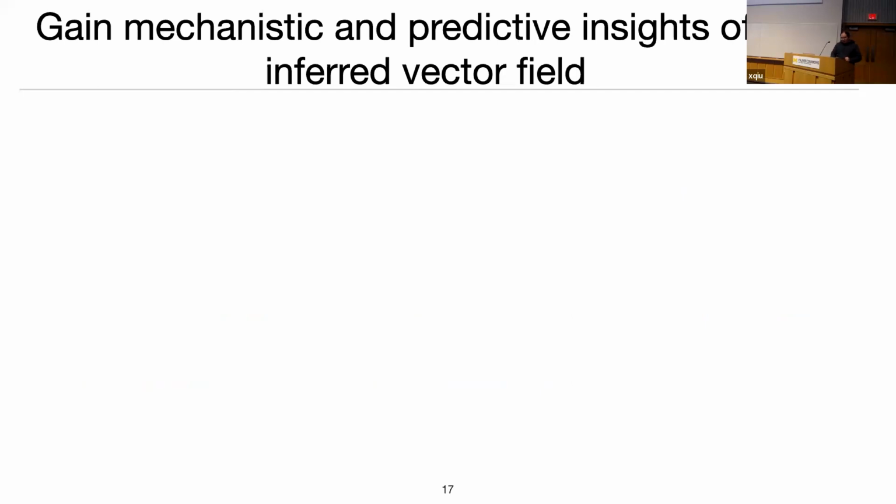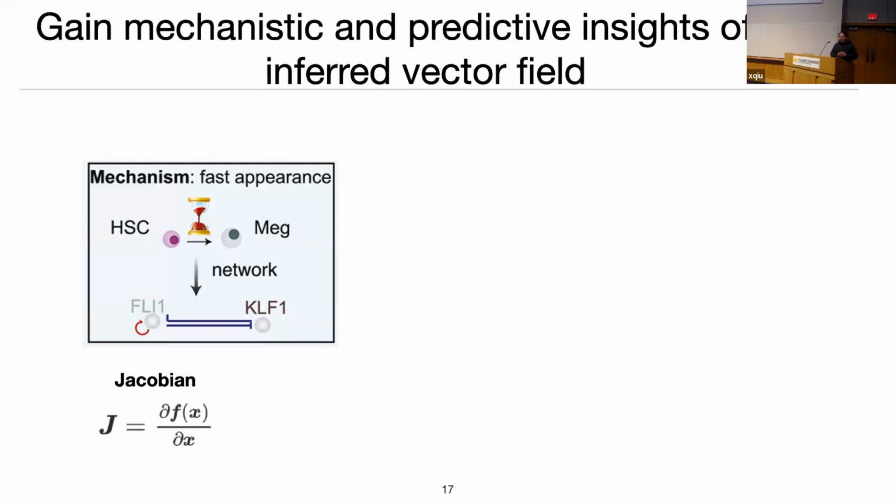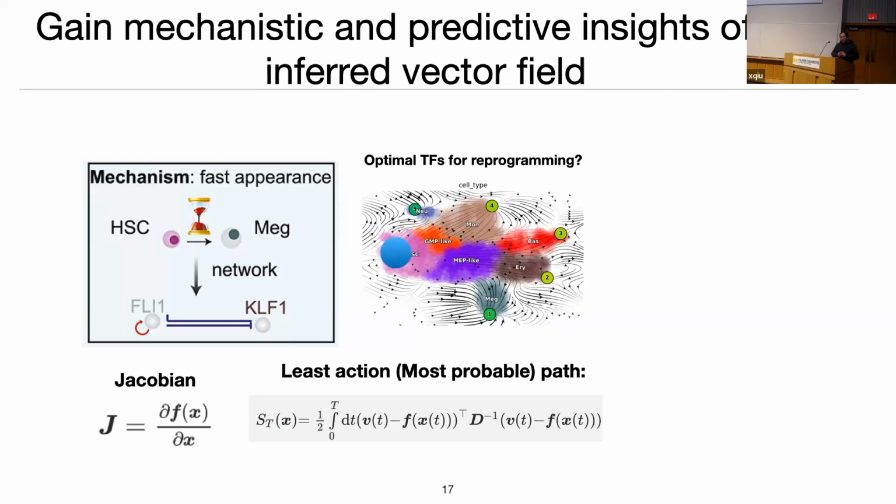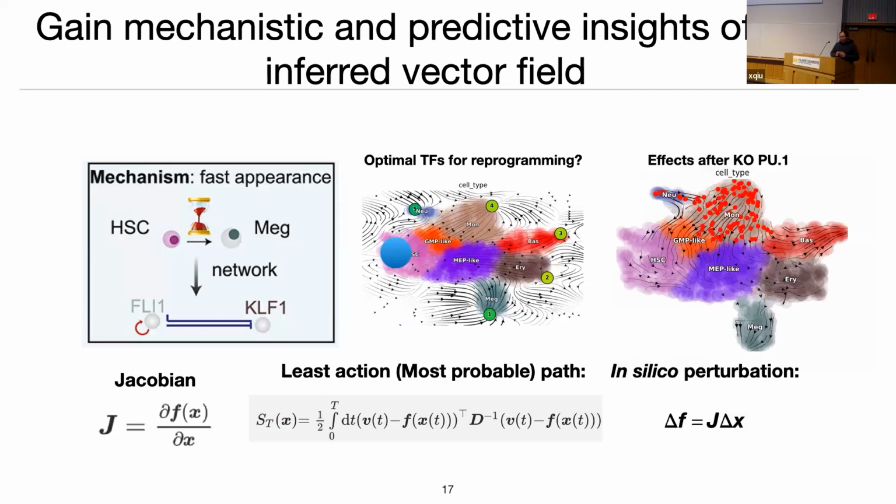The real transformative innovation of Dynamo lies in the fact that we are able to gain mechanistic and predictive insight. So for the sake of time, I just quickly show you that using the Jacobian, we are able to identify a minimal network between FLI1 and KLF1 that can be used to explain the early appearance of megakaryocytes. We can also use the most probable path method to predict the optimal path as well as the optimal set of transcription factors that can convert, in this case, megakaryocytes back to the HSC, and even predict the genetic perturbation effects. Like here, we knock out PU.1, and you can see the neutrophil and the monocyte cells actually move away from their current state and move towards a MEP-like state. So in the next few slides, I'm gonna go through the least action path and also in silico perturbation predictions.